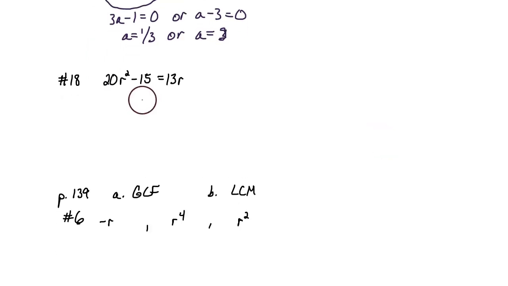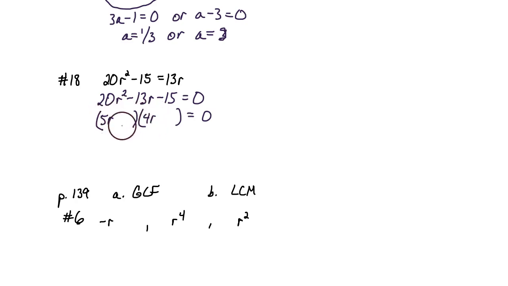Number 18, let's rearrange it so there's a 0 on the right side. So we could subtract the 13r. Now factor the trinomial using FOIL. There's more than one way to make 20r squared. I'm going to try 5r times 4r. If I cannot get this to work, I'll try 10r times 2r. And if that doesn't work, we could even go 20r times 1r.